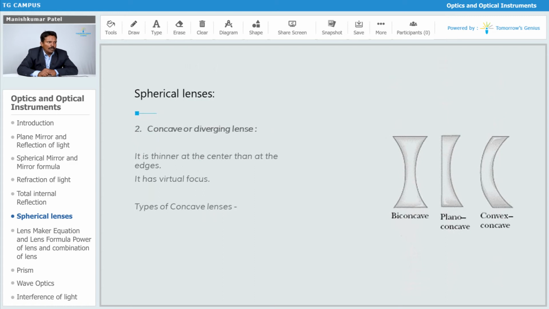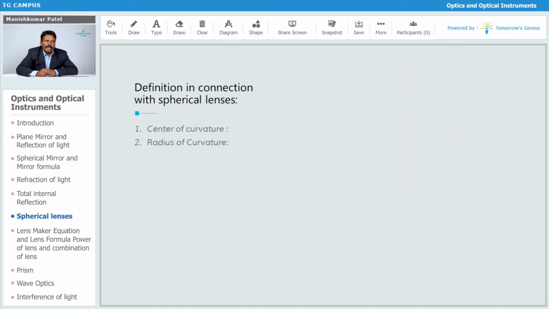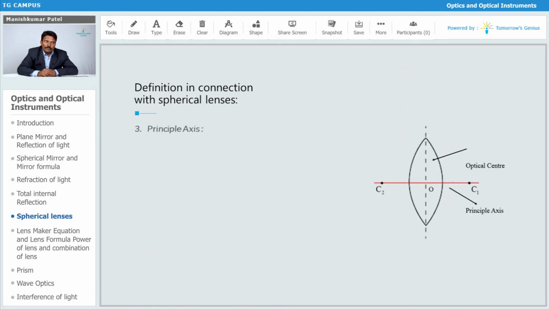Then concave is the diverging lens. It is thinner at the center, and you can see it has a virtual focus. Biconcave, plano concave, and convex concave are again the types for that. Now we have to see a few definitions related to spherical lenses. Likewise, as we defined for mirrors, what is the center of curvature and what is the radius of curvature, all that we have to consider.